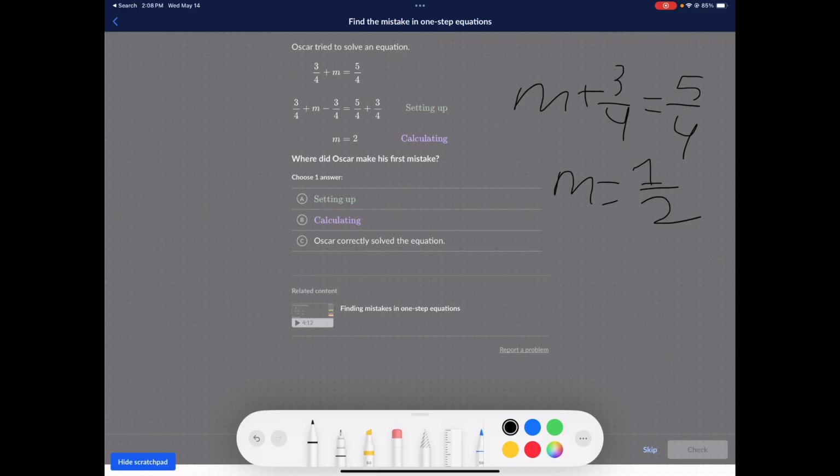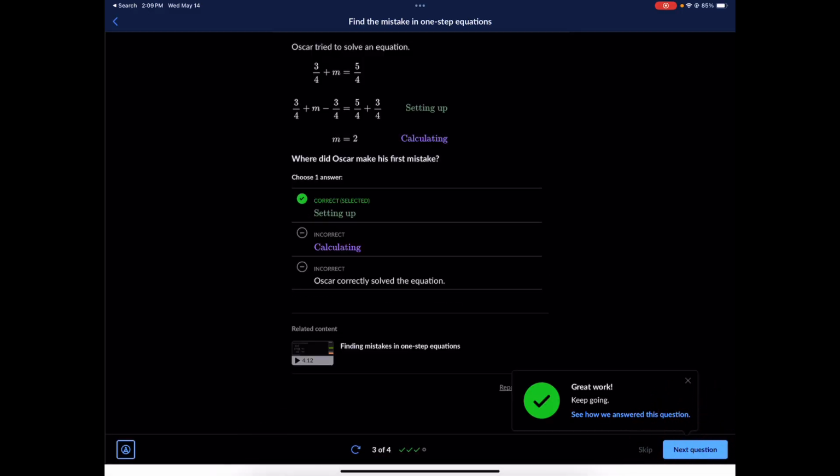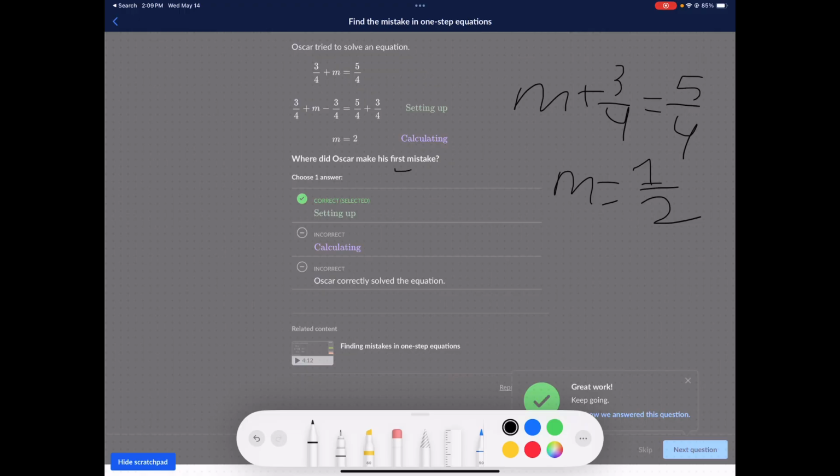Okay, so subtracting 3 fourths. Ooh, I see what she did here. Maya added 3 fourths on that side when she was supposed to subtract like we did over here. So that means she messed up the setting up part. She messed up the calculating too, but we want to know when Oscar made his first mistake.